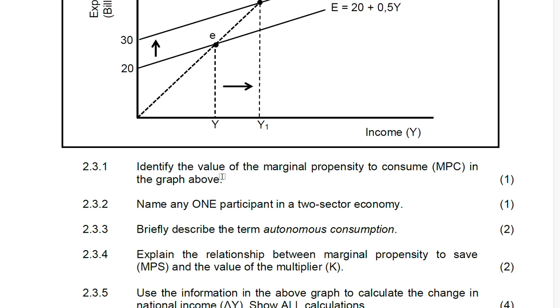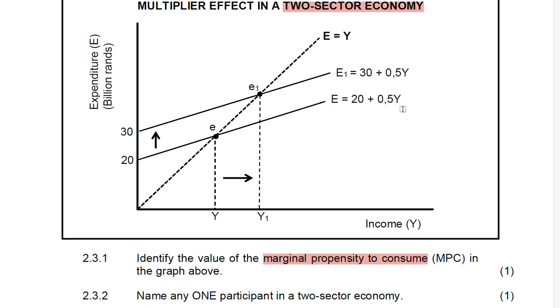2.3.1, identify the value of the marginal propensity to consume in the graph. First, you need to understand what the marginal propensity to consume is. MPC is basically that portion that is consumed instead of being saved. So what is that? From the graph, it is 0.5.